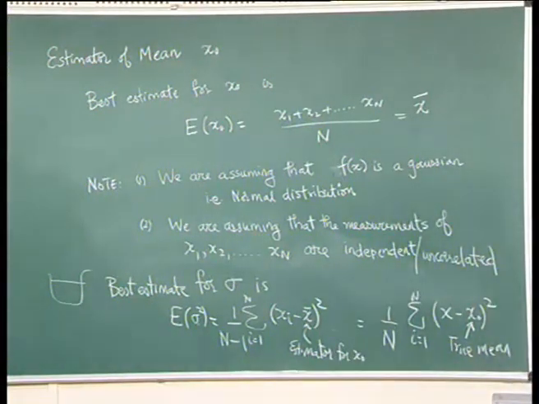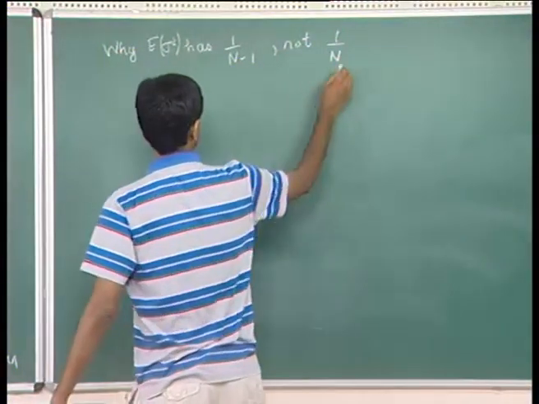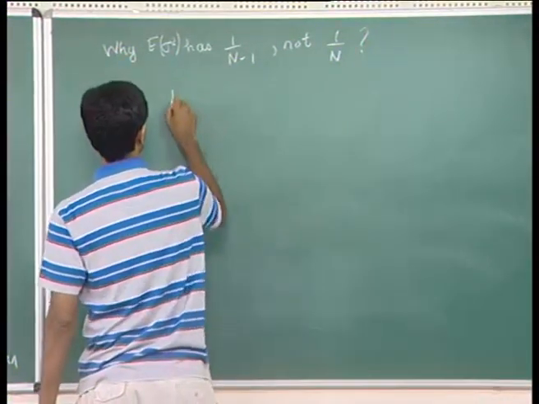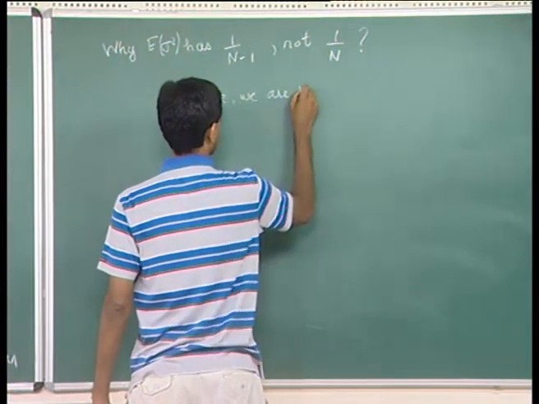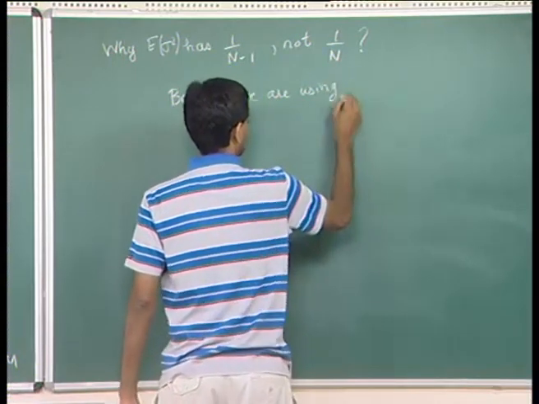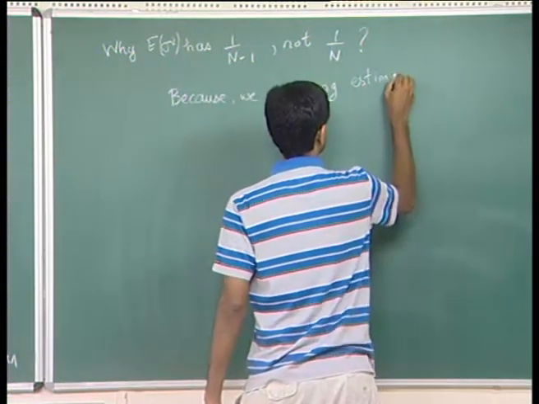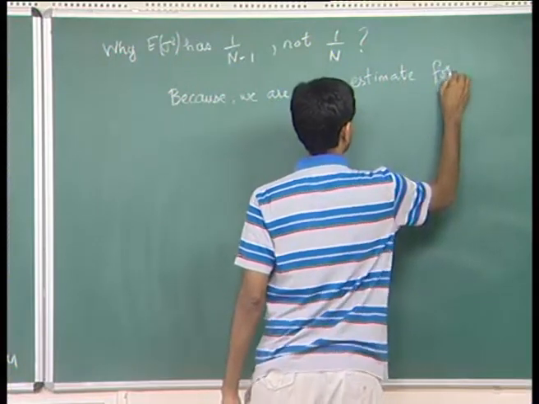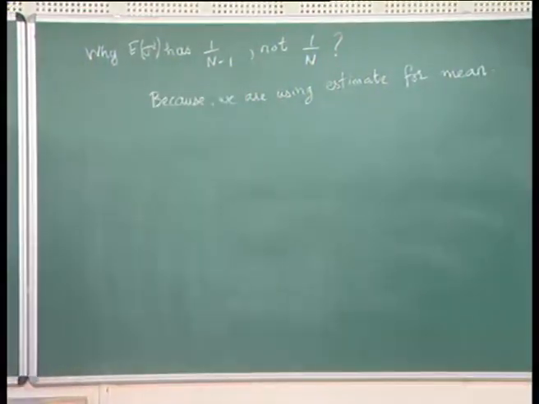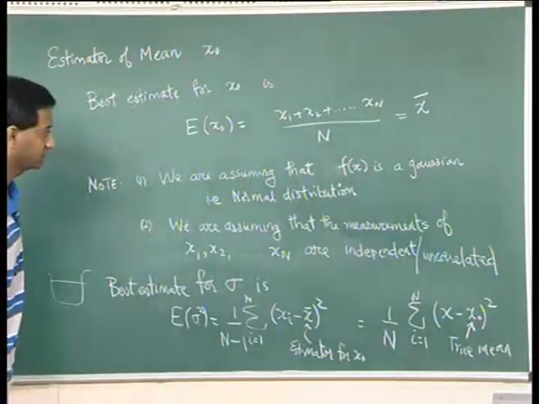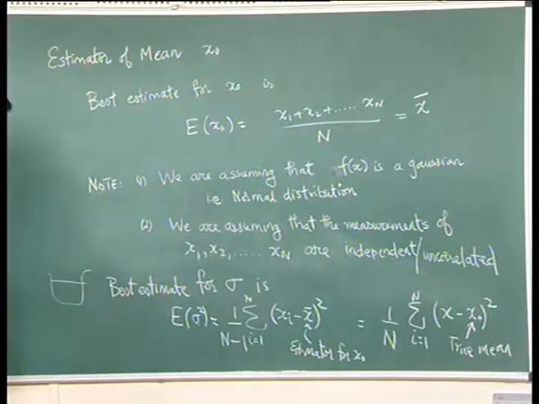And this is a very important idea, so I will just say why not 1 by n. This is because we are using an estimate for the mean. Since you are using an estimate for this mean, this should have 1 over n minus 1.